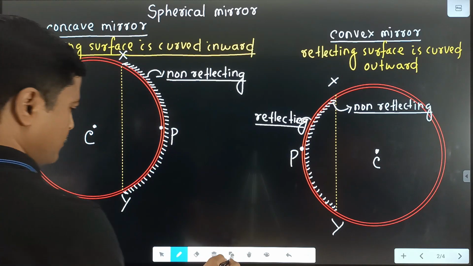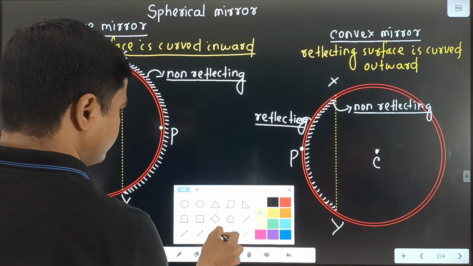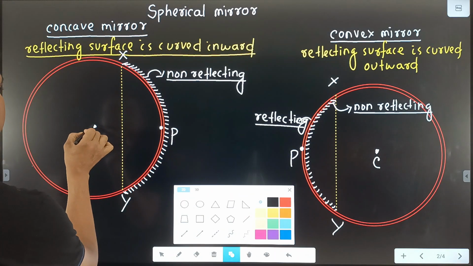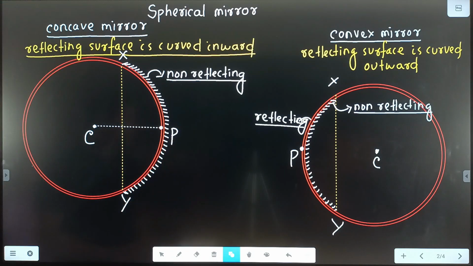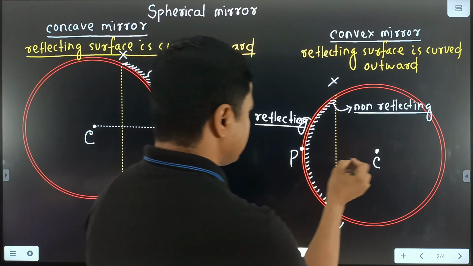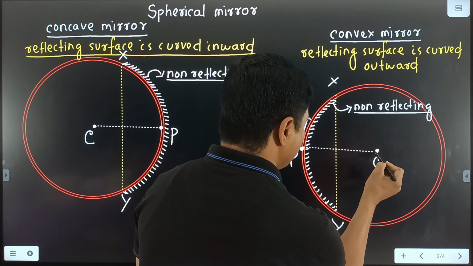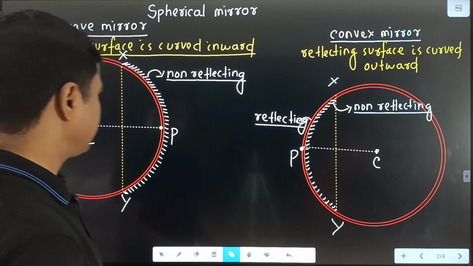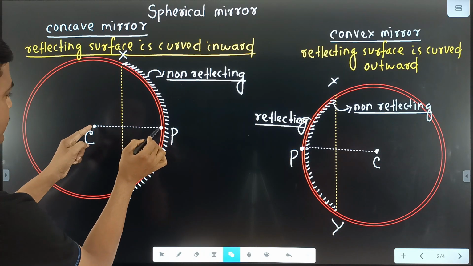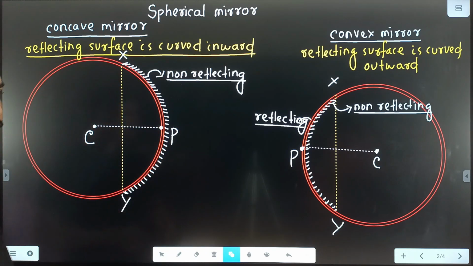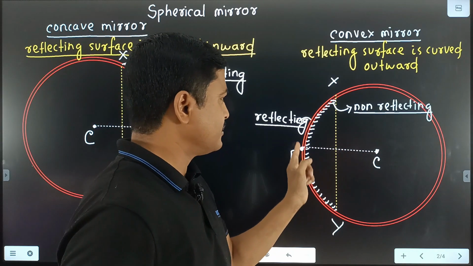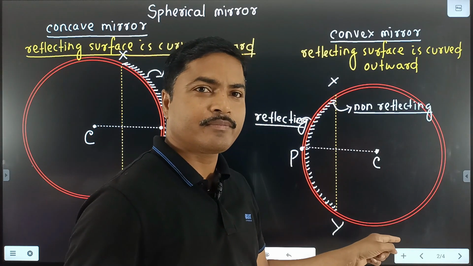Similarly, we join from the center to the pole, and you know this is the radius. Similarly, here join from the center up to pole, that is the radius. That means this one C to P is the radius of this sphere.